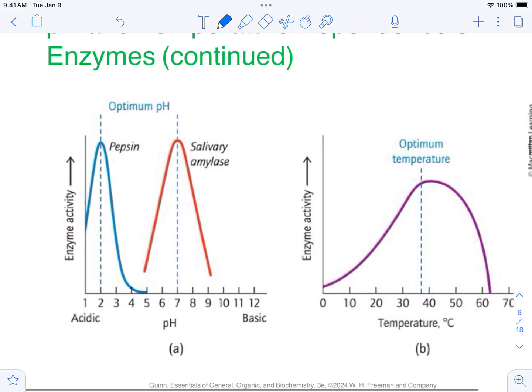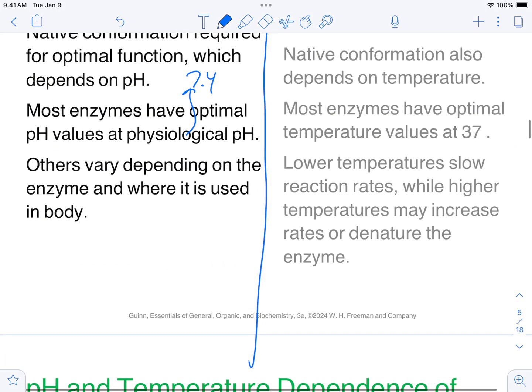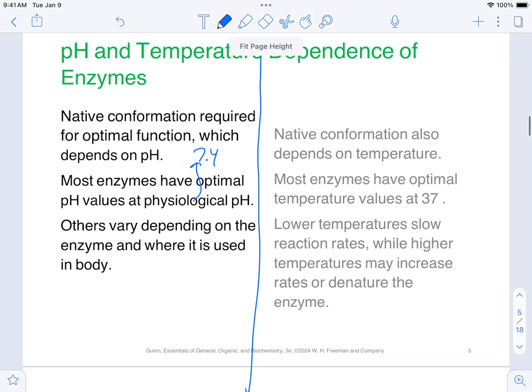So, for example, we have our salivary amylase here, and this is right at your 7 value. But your pepsin here, this is a gastric enzyme, so in the stomach, that's better at a lower pH because we know our stomach is acidic. So this enzyme is optimal at around a pH of 2. So that can change, but a lot of your enzymes do have pH values around that 7 range.